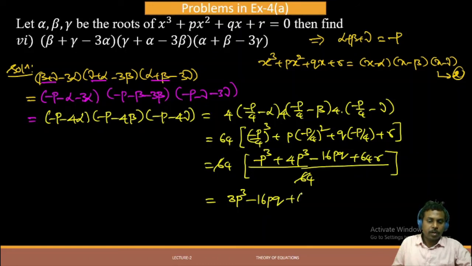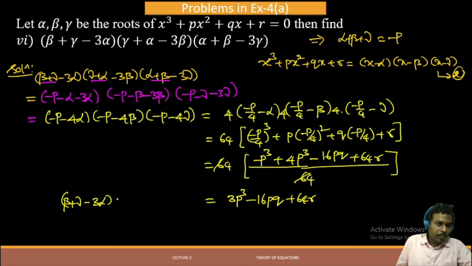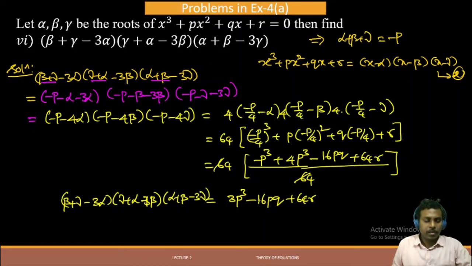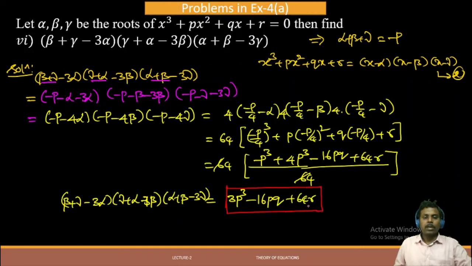plus 64r. Okay, so this quantity finally we have got it as beta plus gamma minus 3 alpha into gamma plus alpha minus 3 beta into alpha plus beta minus 3 gamma. Okay, this quantity is equal to this particular answer. So this is the final answer. Okay, hope you have understood the solution.